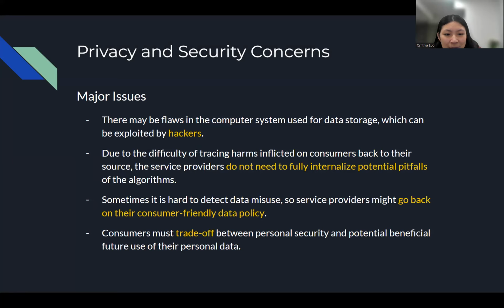Thirdly, sometimes it is hard to detect data misuse, so service providers may go back on their consumer-friendly data policy. And last but not the least, consumers must trade off between personal security and potential beneficial future use of their personal data.